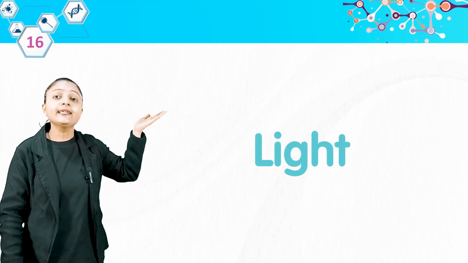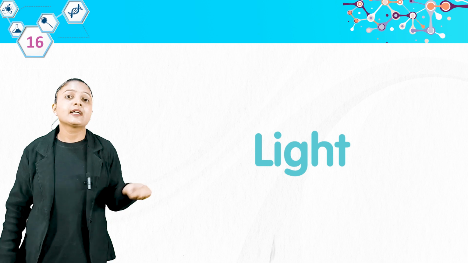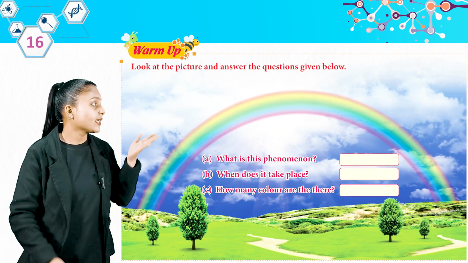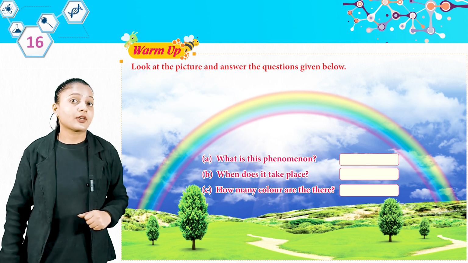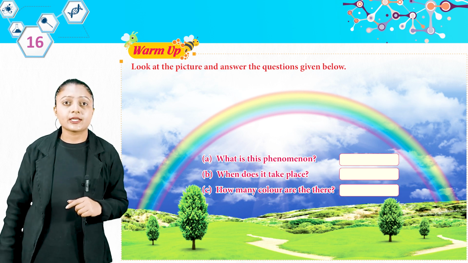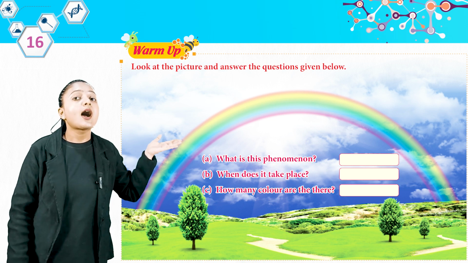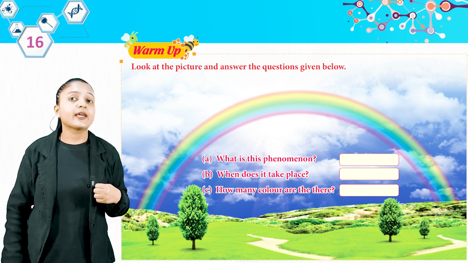Hello students, let's start chapter 16, Light. Warm up. Look at the picture and answer the questions given below. Question number 1. What is this phenomenon? Second, when does it take place? Third, how many colors are there?